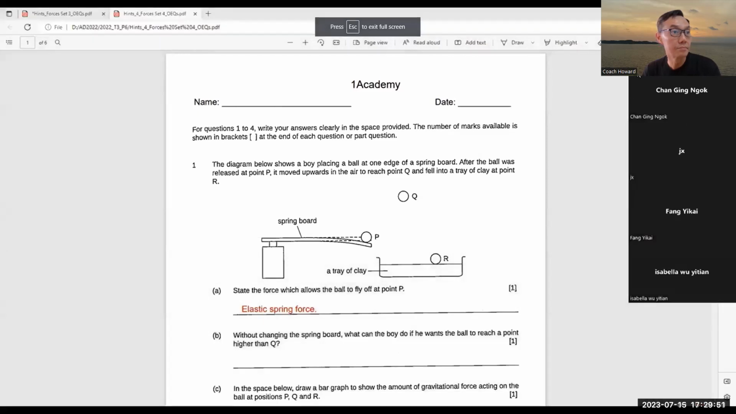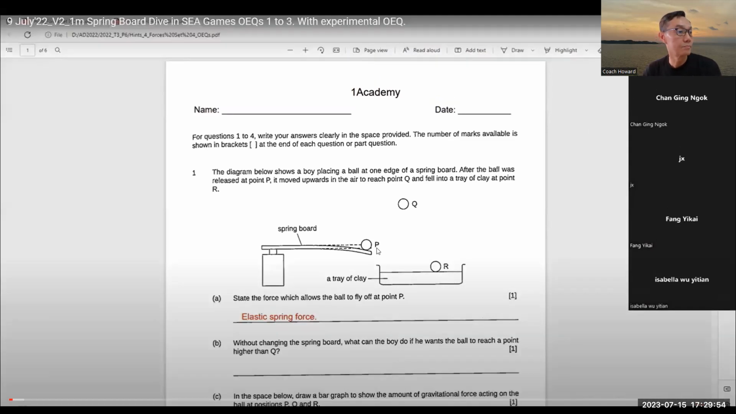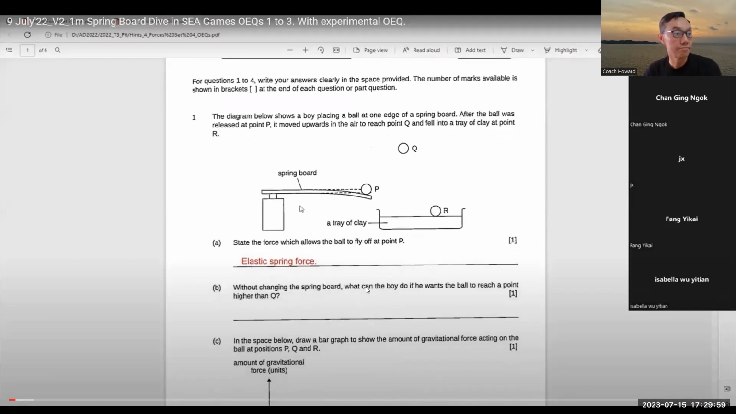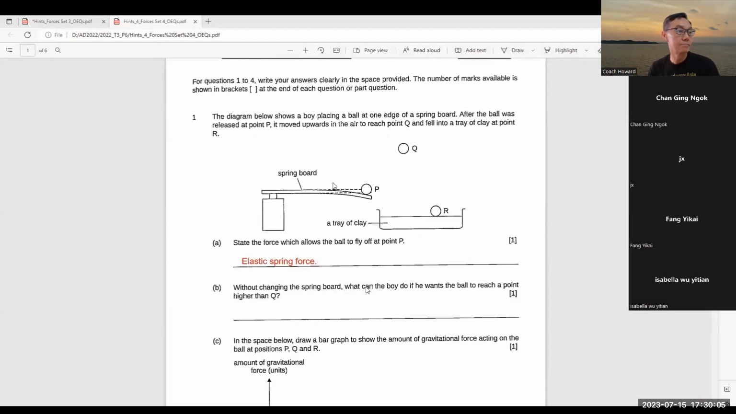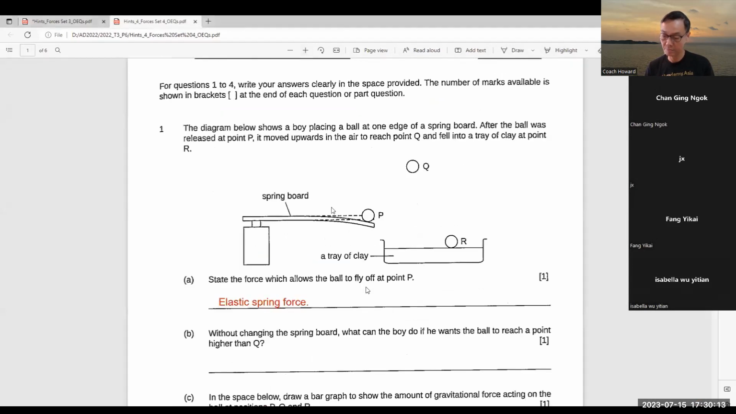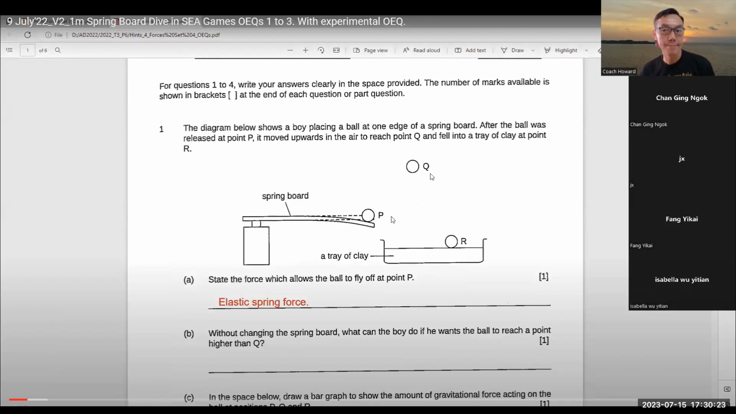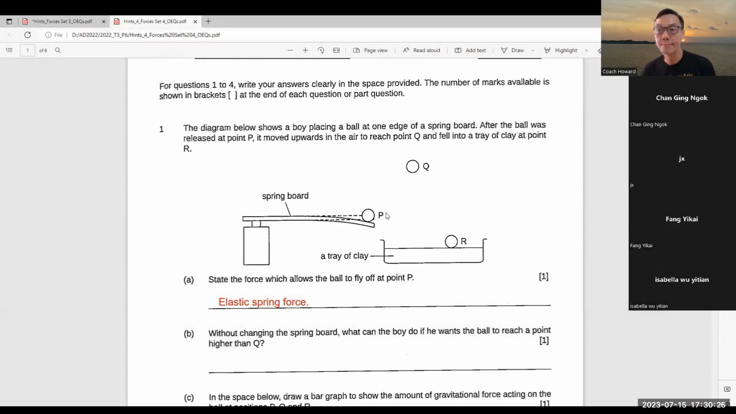Let's continue this question. You notice this is a springboard, right? You know how the springboard works. In the swimming or sports event, they have this 1 meter springboard dive. You can watch the video, or if later you have time, I will show you the springboard dive. This springboard is very elastic. They say state the force which allows the ball to fly off at point B. So this is the elastic spring force, which I put there.